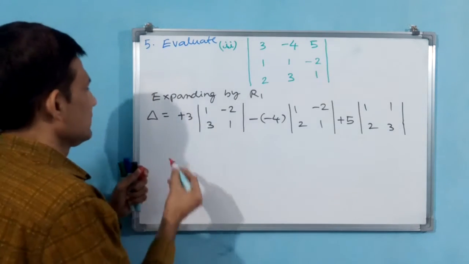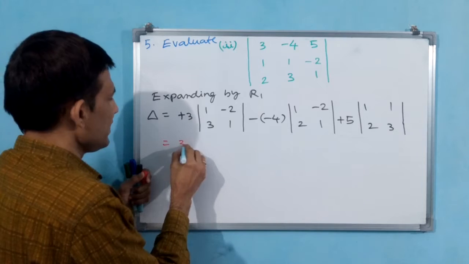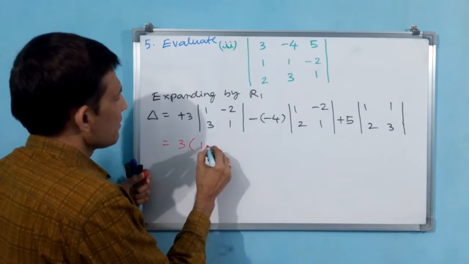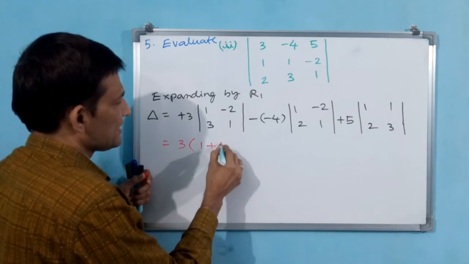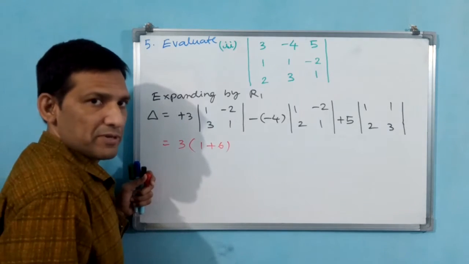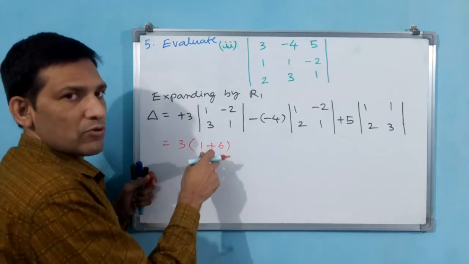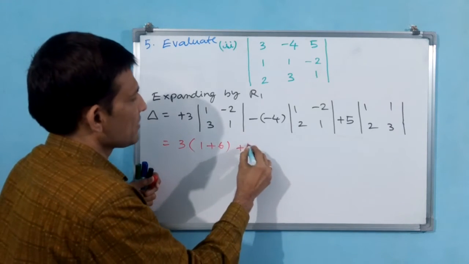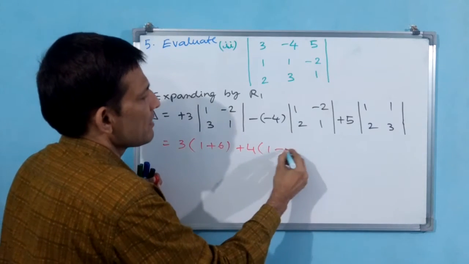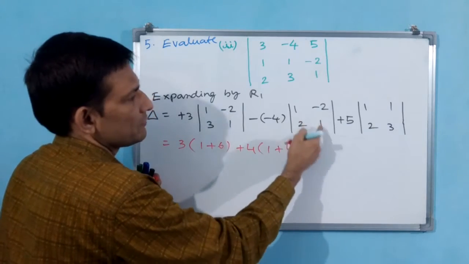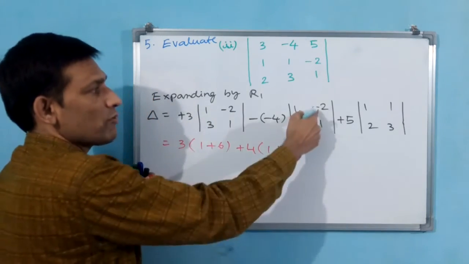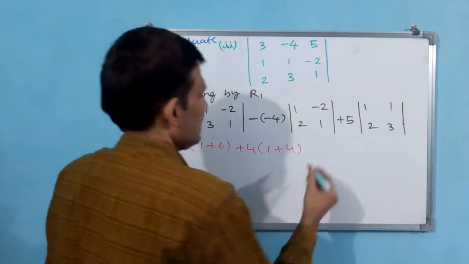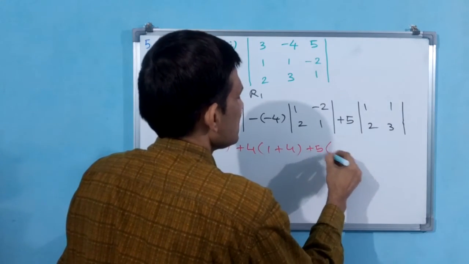Now write down, do the calculation. See, 3 into 1 minus of minus 6, plus 6, directly I am writing. That much experience we have got. 1 minus 6 we have to write, but already minus 6 is there. Minus of minus 6 is plus 6. 1 plus 6. Plus 4. Okay, 1 plus 4. Why plus 4? Minus is there. Okay. Plus 5.